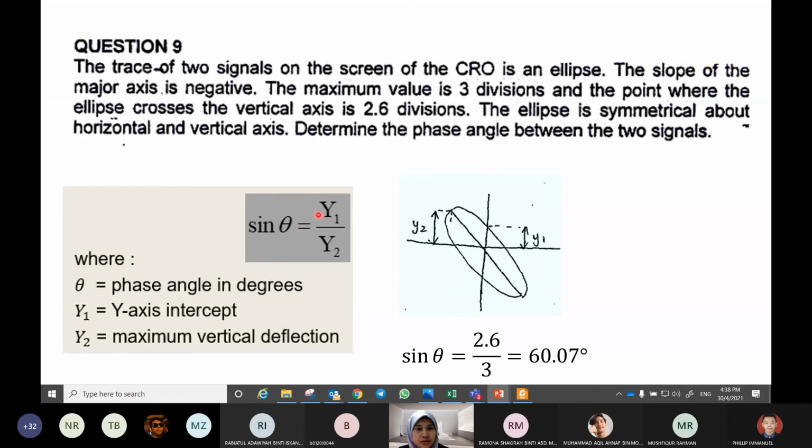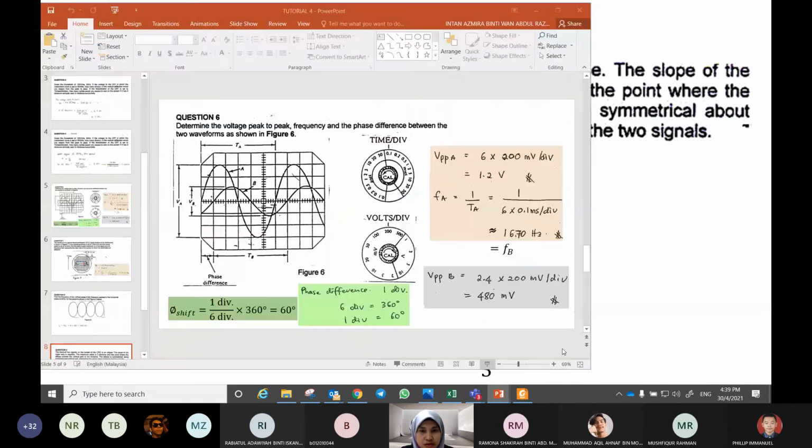So we know that this is the formula. Sin theta is equal to 2.6, the intercept, divided by the maximum value on the vertical deflection, which is 3, equal to some number. And then theta is equal to 60.07.